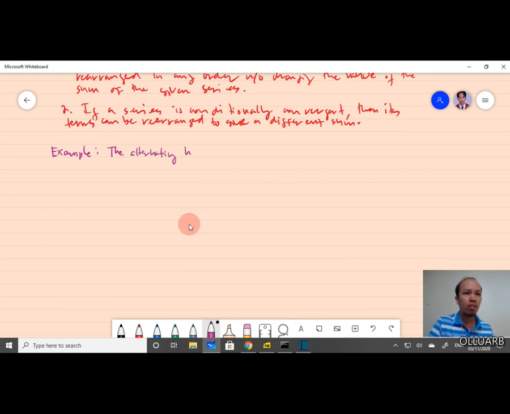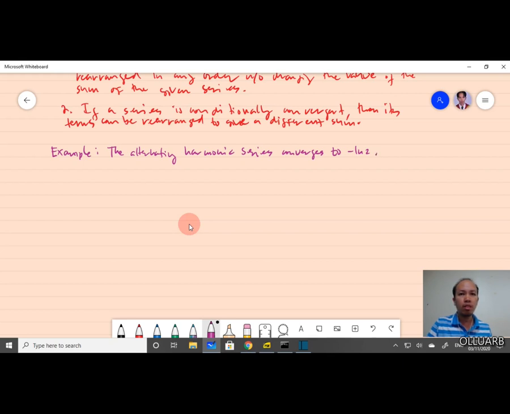Alternating harmonic series converges to negative ln 2.